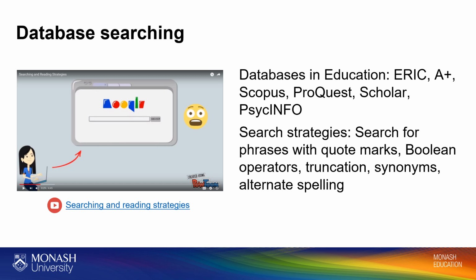And in another video, I talk about the searching and reading strategies that you can use, specifically search strategies like using quote marks, using and or, the Boolean operators, truncation, so using an asterisk to cut down a part of a word to improve your search, and things like synonyms and alternate spellings. You should also contact the library if you do not know how to use the library databases.